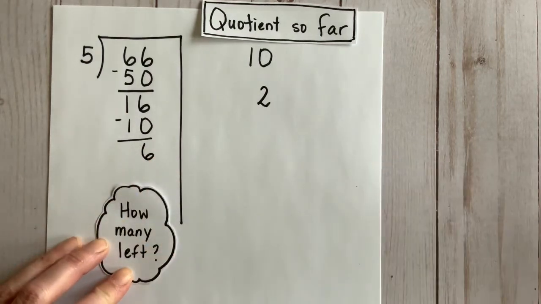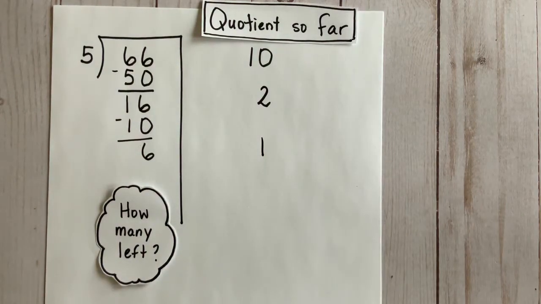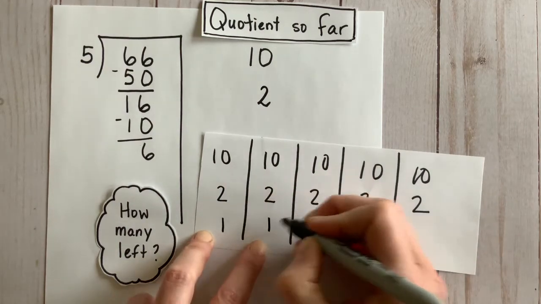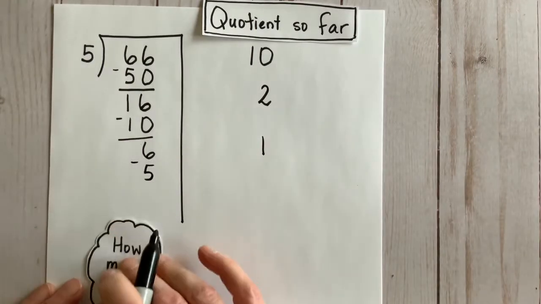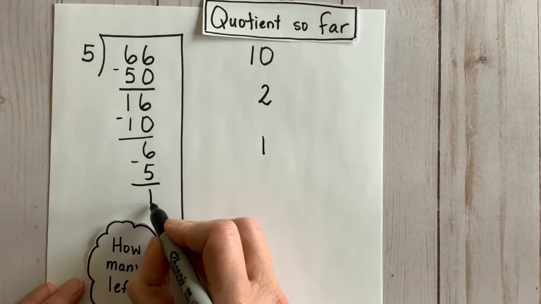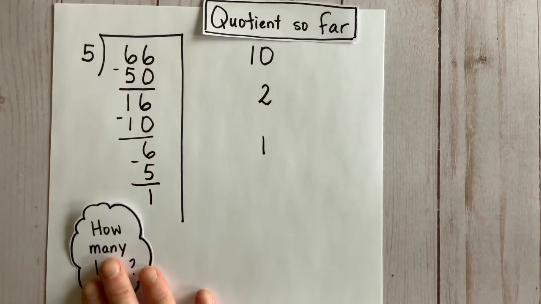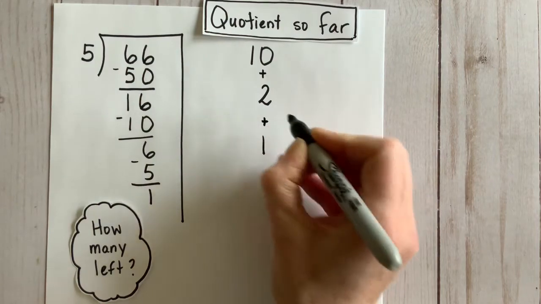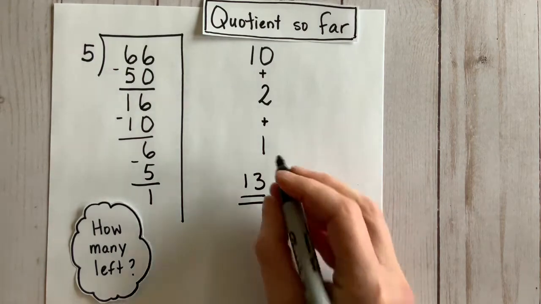We can keep going. Let's see now. How about 1 more each for our quotient? 1 more in each of our groups. That's 5 times 1 is 5, leaving us with 1 remaining. And I think that's a pretty good place for us to stop. Now we have to think, what is our total quotient? When we add up all the bits, we see that our quotient is 13, and we have a remainder of 1.